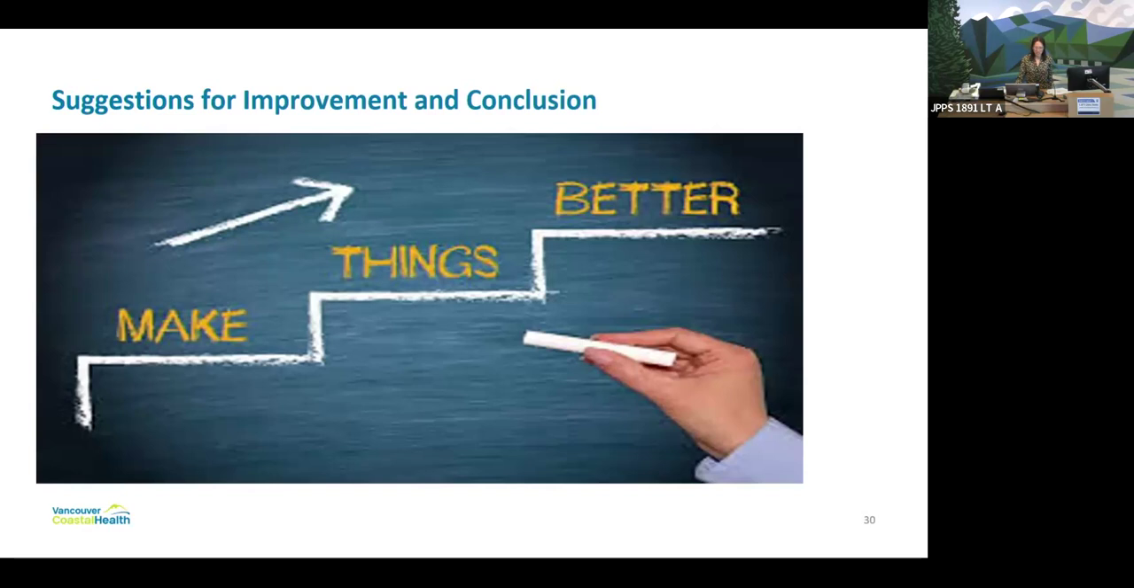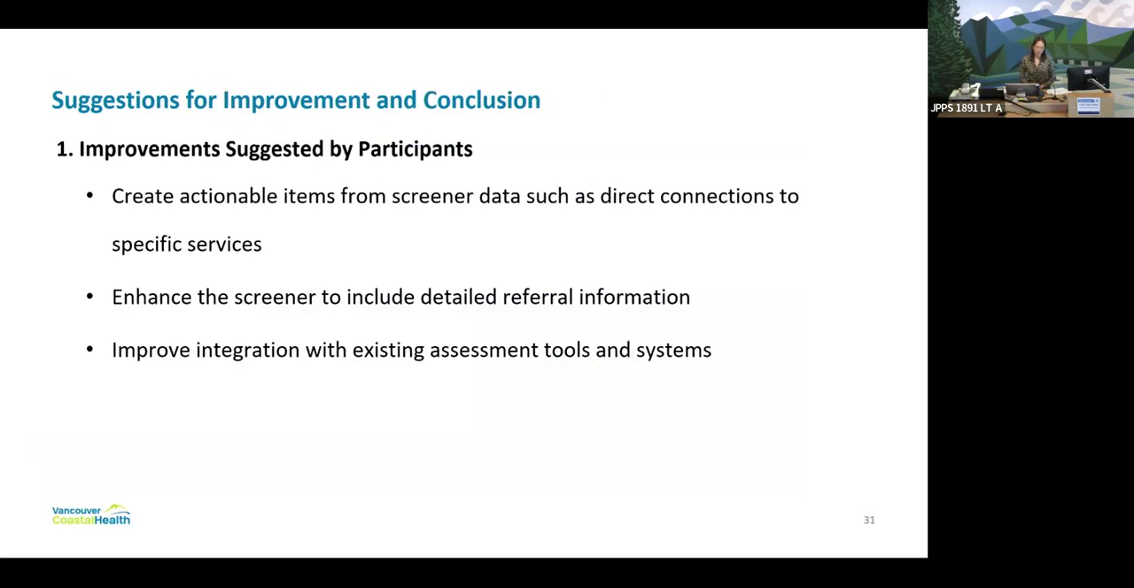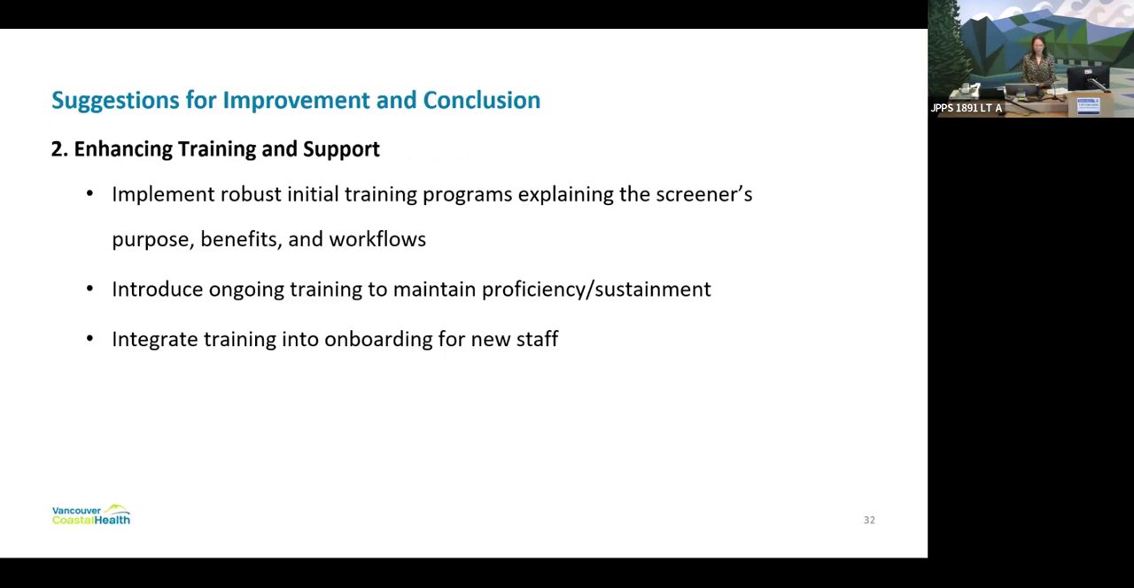Next, I'm just going to talk about suggestions for improvement and conclusion. So the participants had some improvements that they suggested. One was to create actionable items from the screener, such as direct connections to specific referrals. So if they were to make a referral, it would be ideal that they could make the referral within the clinical information system that they use instead of having to use paper and fax and so forth. Also, to enhance the screener to include more detailed referral information and to improve integration with existing assessment tools and systems that are utilized. The second suggestion was enhanced training and support.